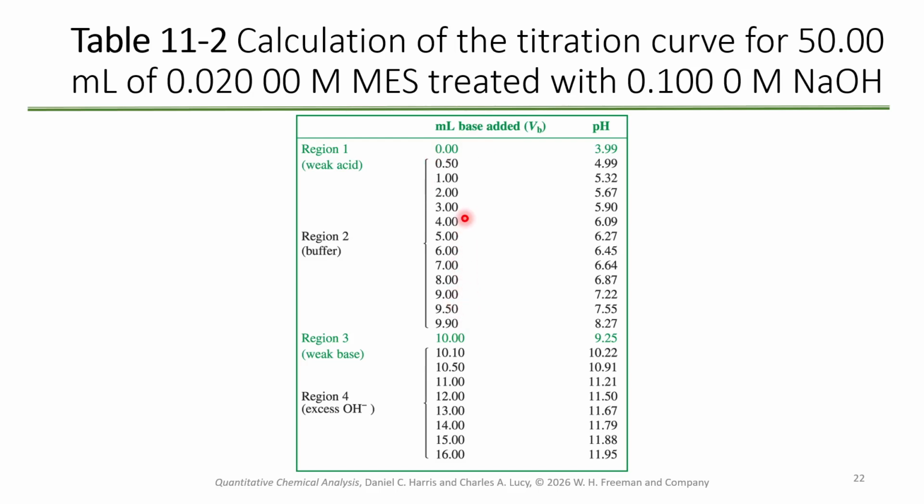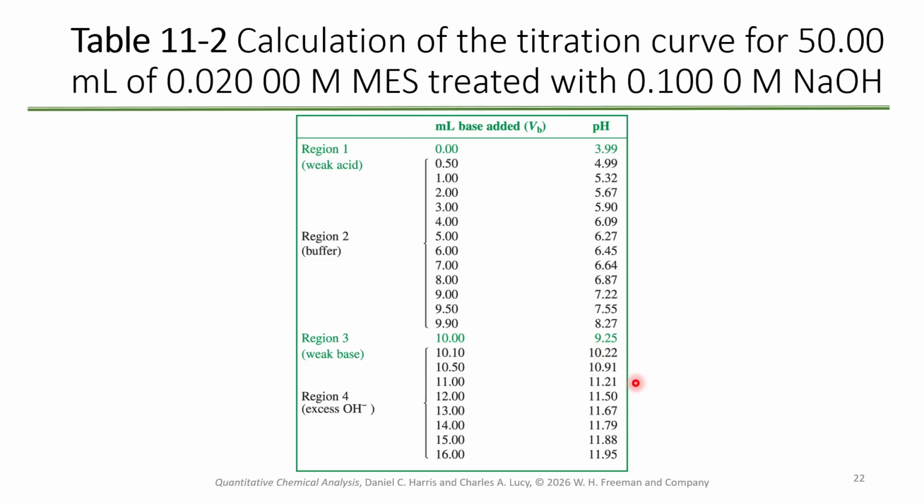Buffer. Notice the buffer region, you're going to have a very slow rise in pH. It's still going to go up, but it's just going to be very slow. Okay? And then you hit your equivalence point, you get a big jump, right? And the regions right after and before your equivalence point are going to have big jumps, aren't they?